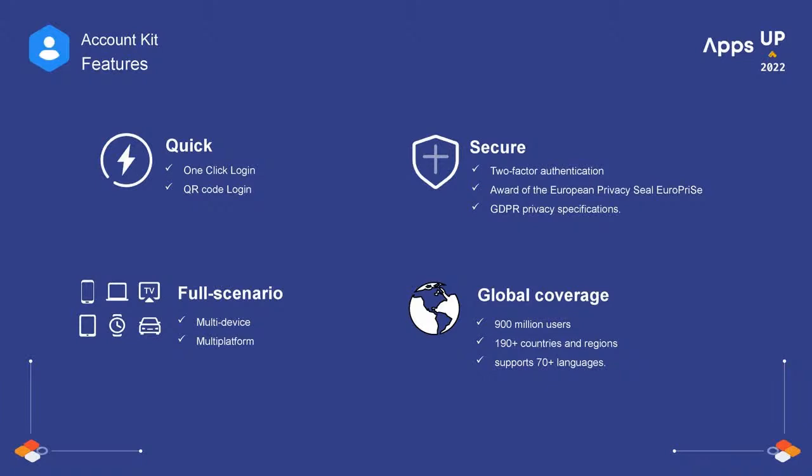Account Kit works on a wide range of devices like smartphones, tablets, and smart screens. And it has a wide global coverage where we have 900 million Huawei users in 190 different countries and regions, supporting more than 70 languages.